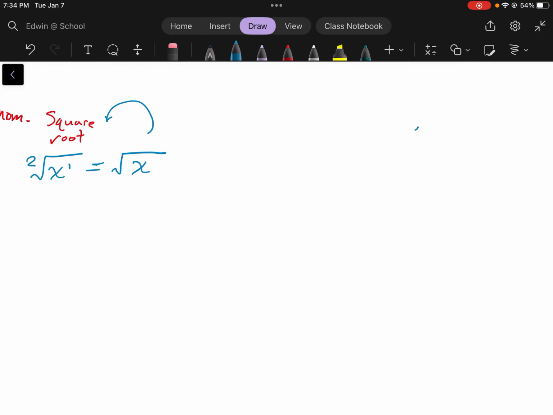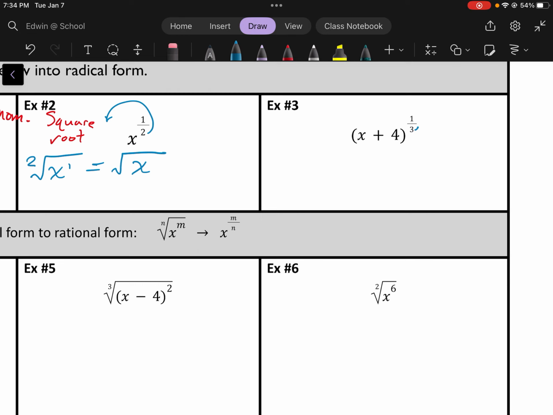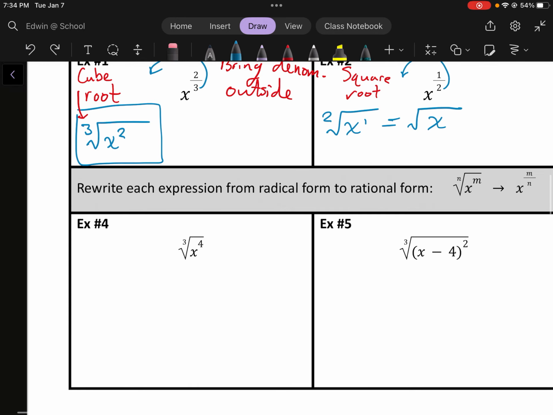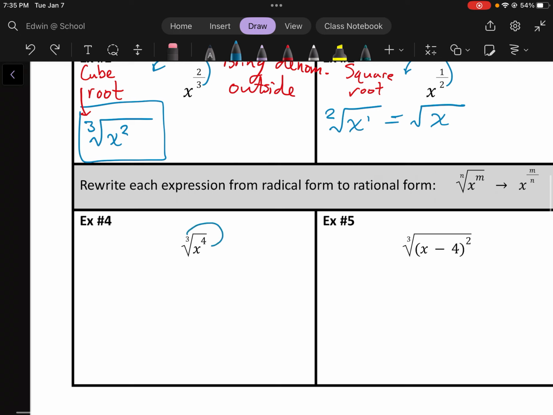Finally, we have this 3 right here, and it comes out. So now we have the radical 3, and then everything inside. We also have a 1 there, but since it's just a 1, we don't need to write it. Now for these, it's the opposite. This number on the outside gets taken into the inside as the denominator. So our answer is going to be x to the power of 4 over 3.